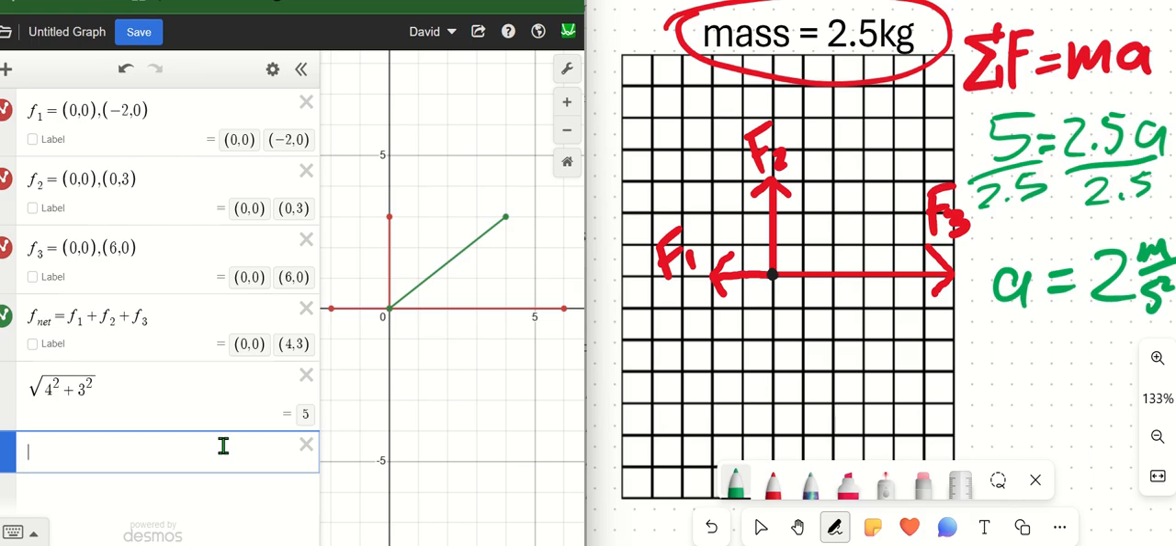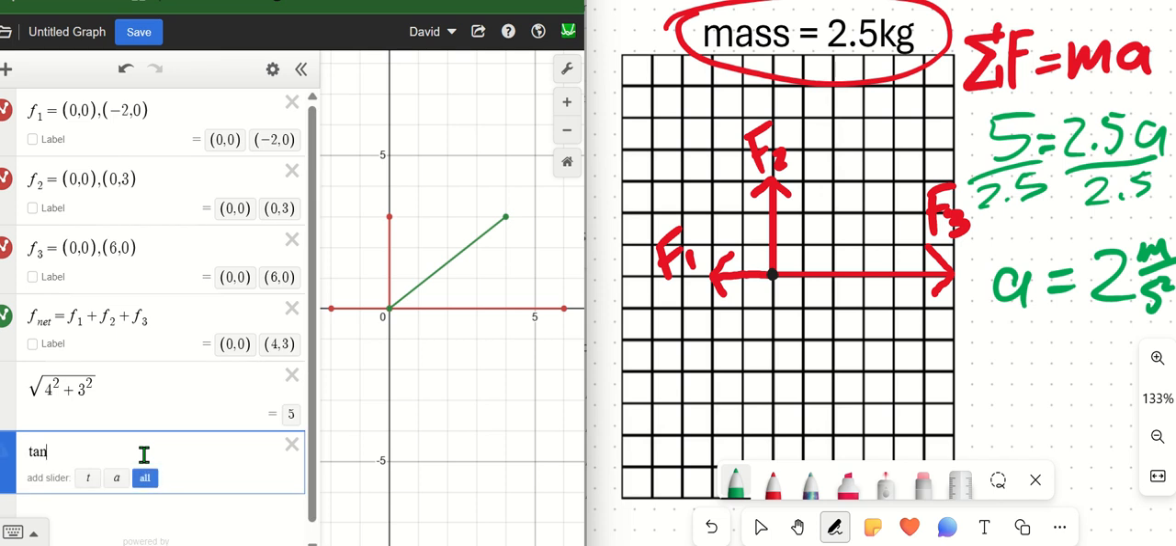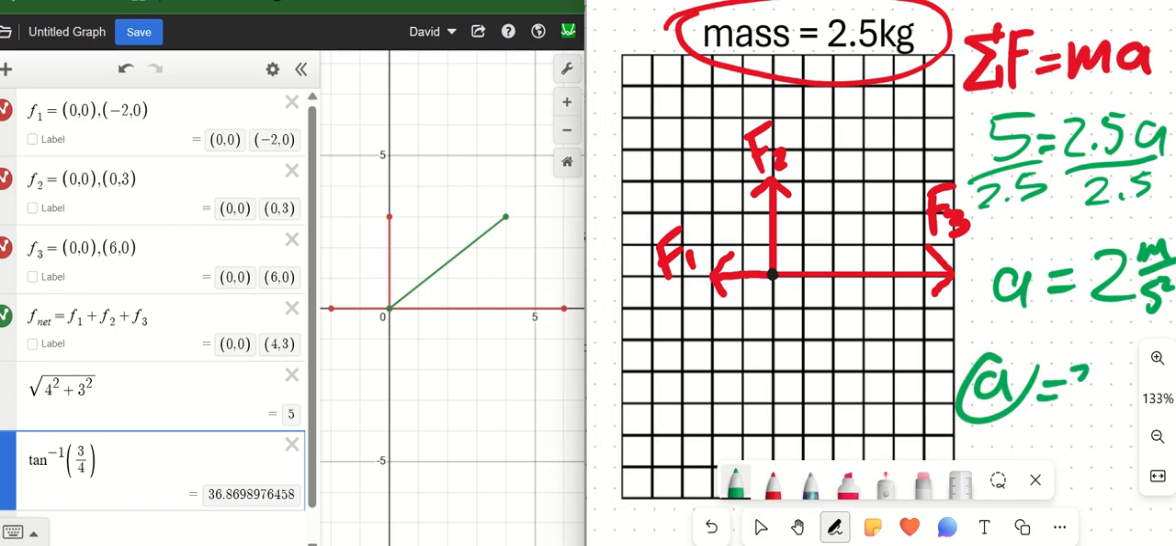Okay, I could also find out what angle this is at. So to do our angle, I'm going to first come up to this wrench, change my measurements to degrees, and then I'm going to do the inverse tangent. This is going to be my opposite over my adjacent. So my opposite is a height of 3. My adjacent has an x component of 4. So this tells me that this is about 37 degrees. So it's going to accelerate at 2 meters per second squared at about 37 degrees above the horizontal.